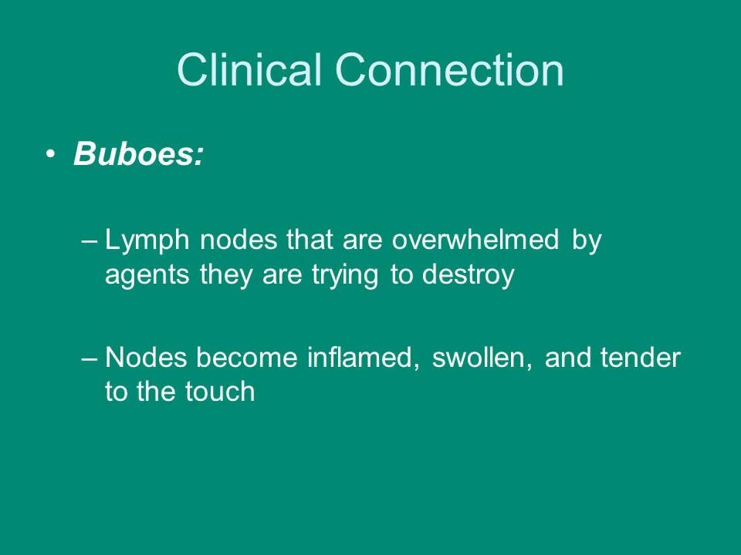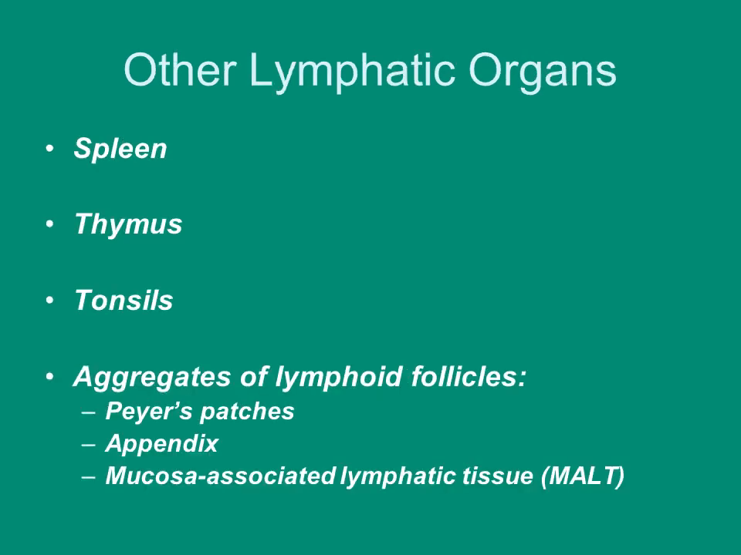Buboes are simply when the lymph nodes have so much fluid going through them, as they work to clean out infection, that they start to swell and become inflamed. They're often very tender to the touch, and this can be used as a means to help diagnose, number one, that you have an infection. Bubonic plague gets its classic name from the formation of the buboes.